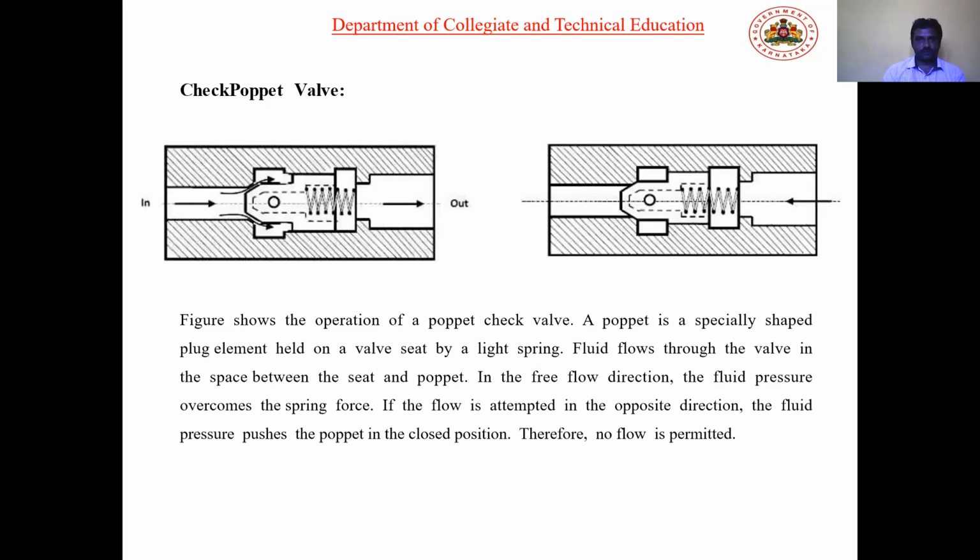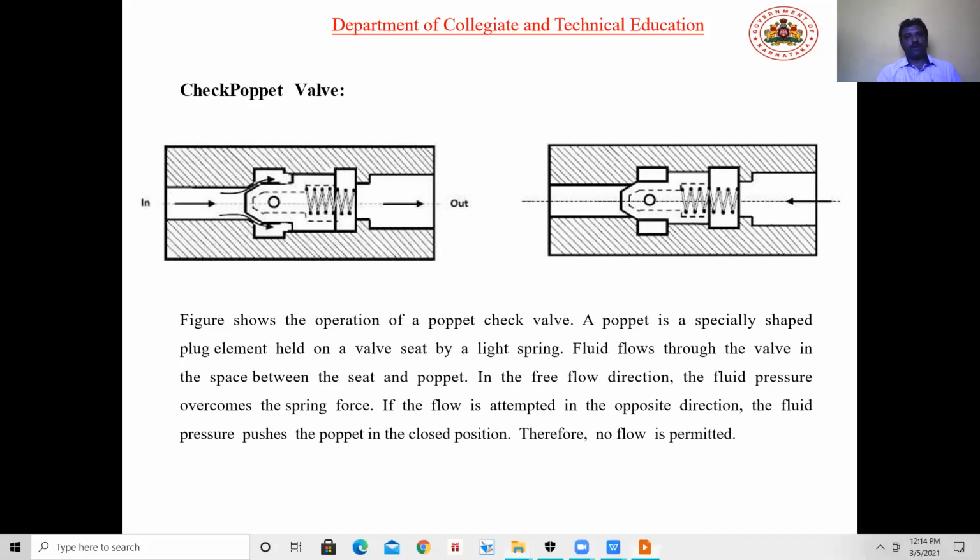So the first one is the poppet valve or a poppet check valve. These two figures show the two positions of a poppet type check valve. The figure shows the operation of a poppet type check valve. A poppet is a specially shaped plug element held on a valve seat.